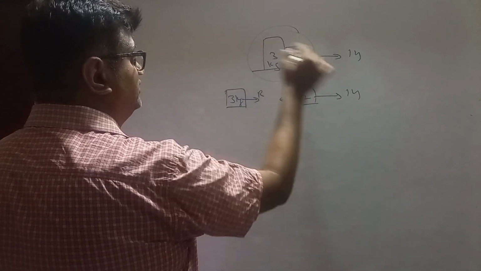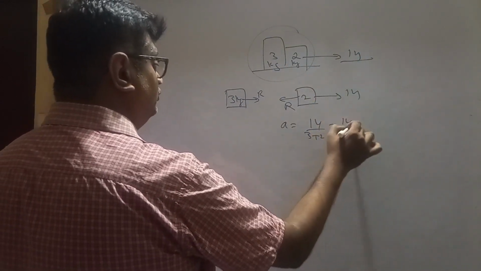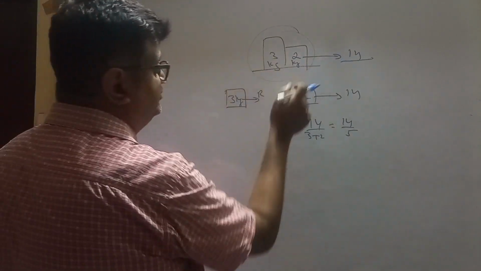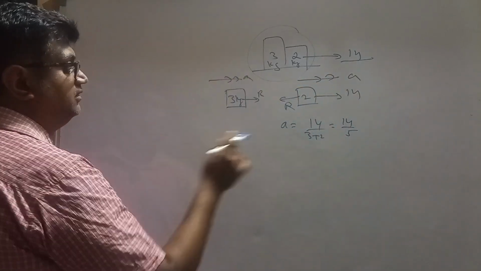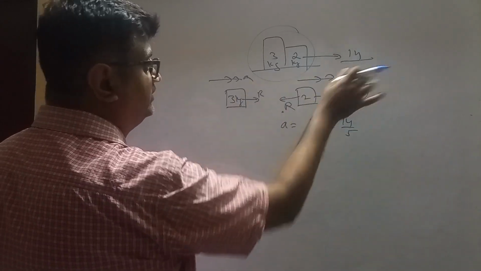So on this system, what is the net force? 14 over 3 plus 2. So it is 14 by 5. Alright. So because this is going in this direction, the entire system is going in this direction only. Alright. So here, what is the net force? This force is bigger than this force. That's why it is going in this direction.